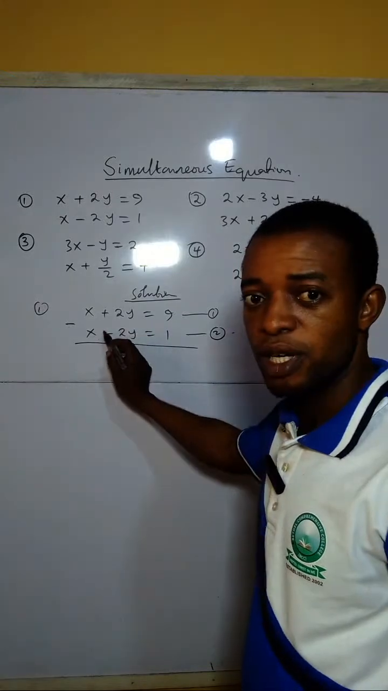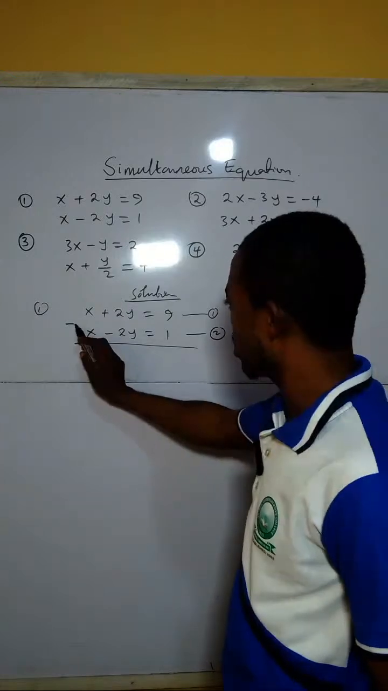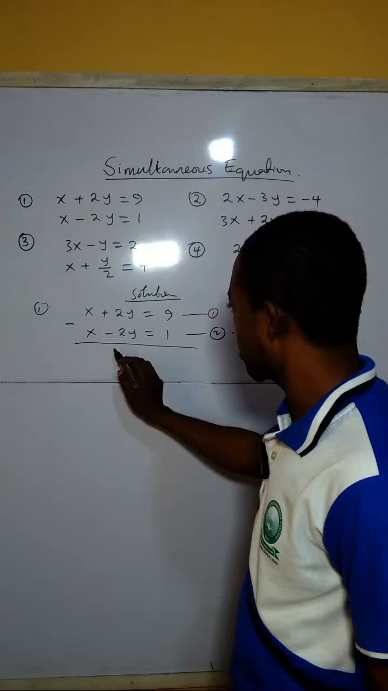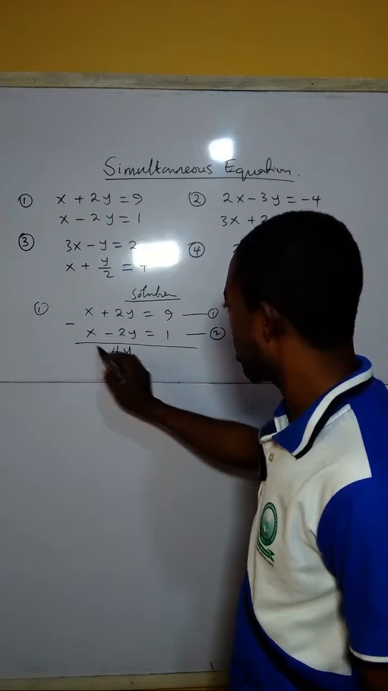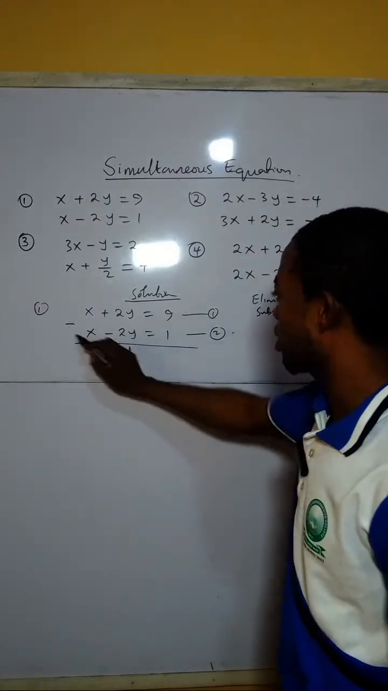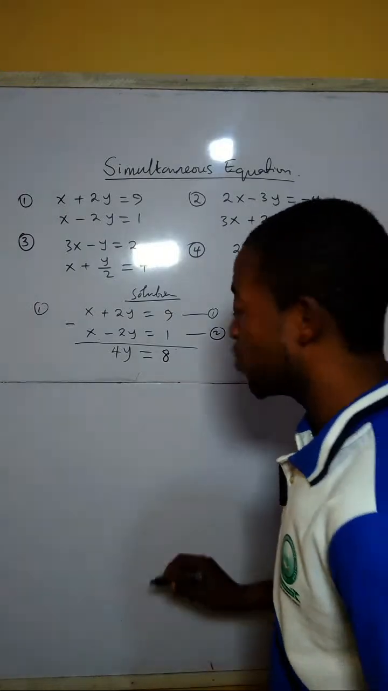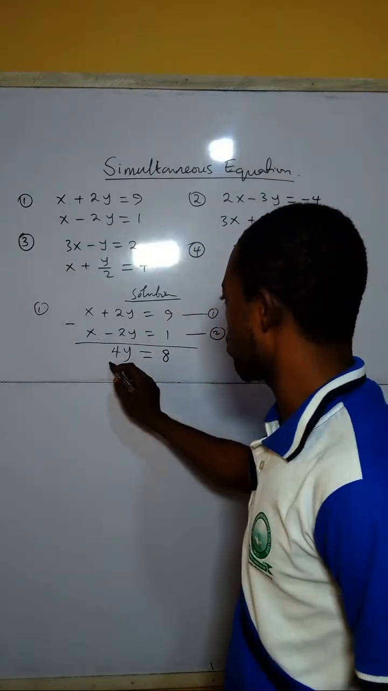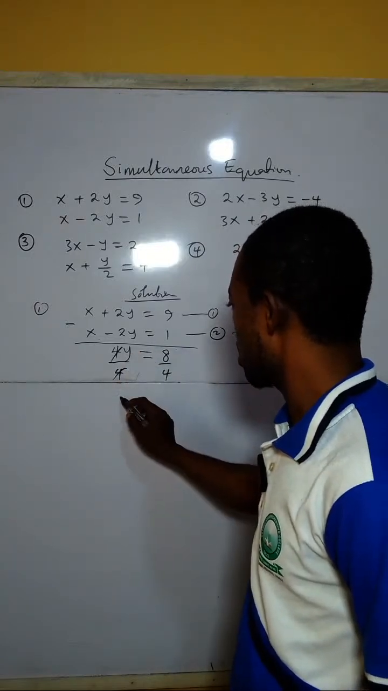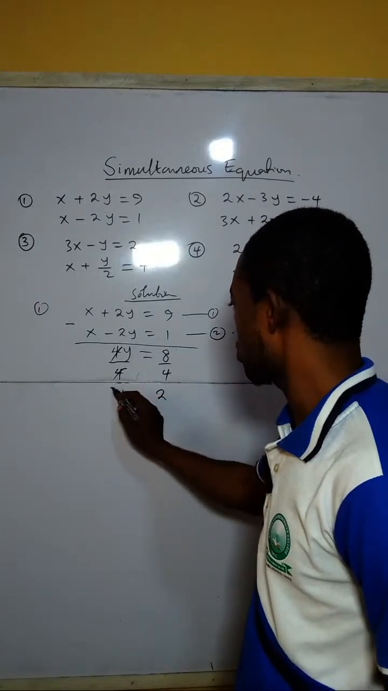Here we have x minus x, that becomes 0. Then here we have 2y minus minus 2y, it becomes 2y plus 2y, which will be 4y, as minus times minus is plus. Then also we have 9 minus 1, and this equals 8. Then we can divide both sides by 4. The 4 cancels out, and we have y equals 8 over 4, which is 2.